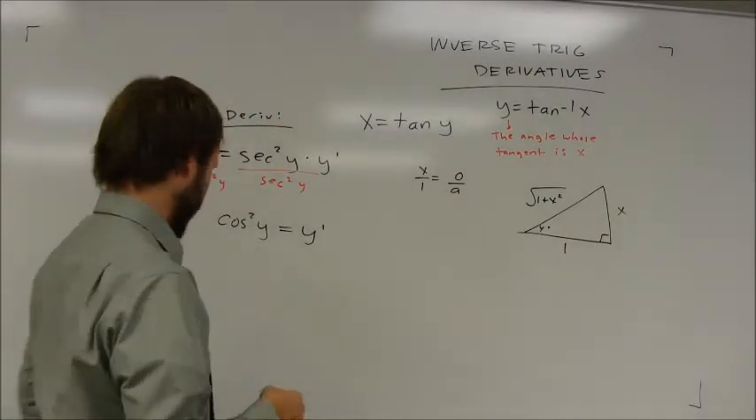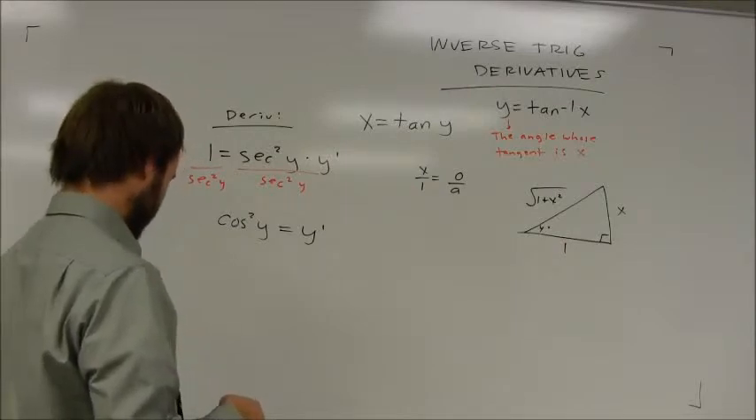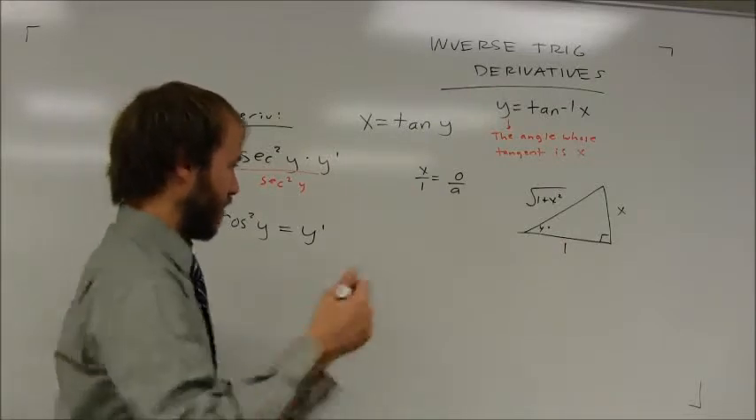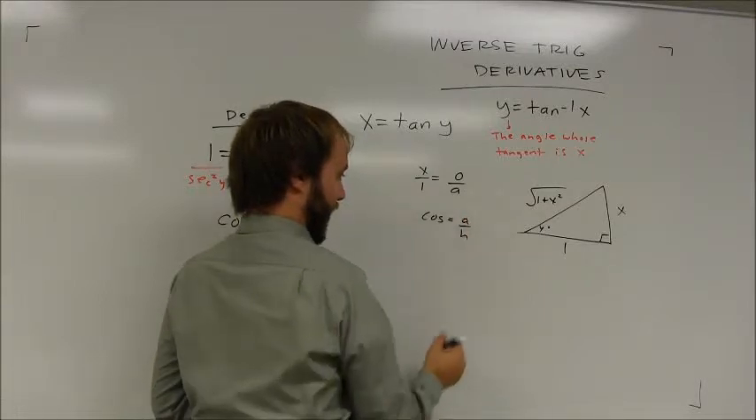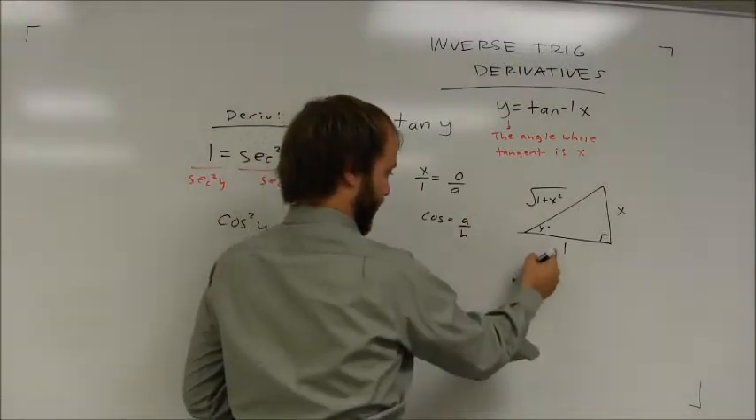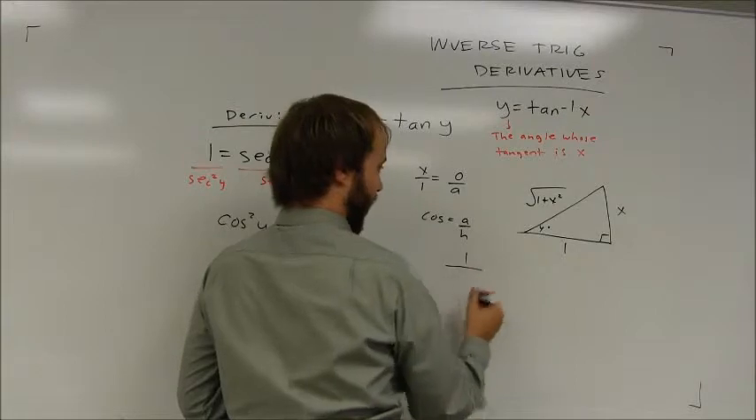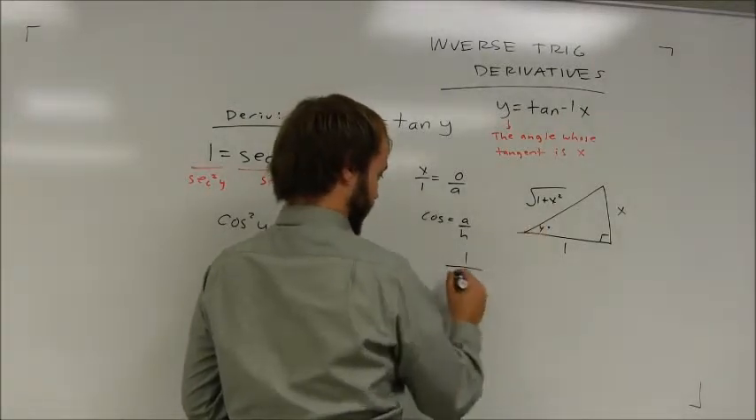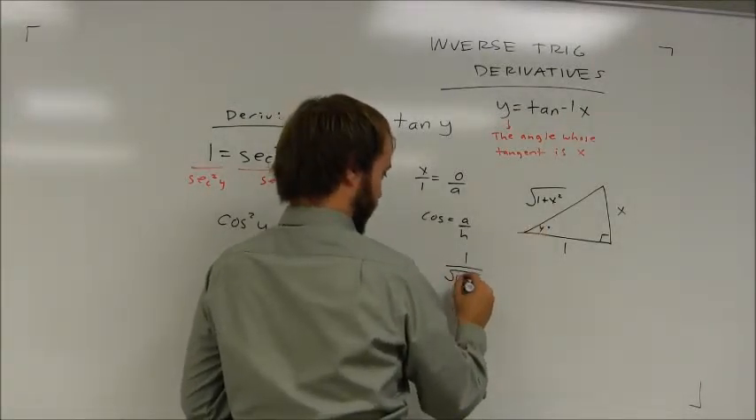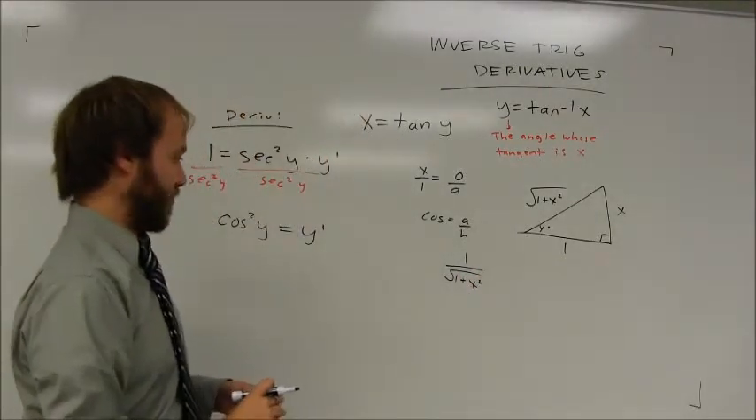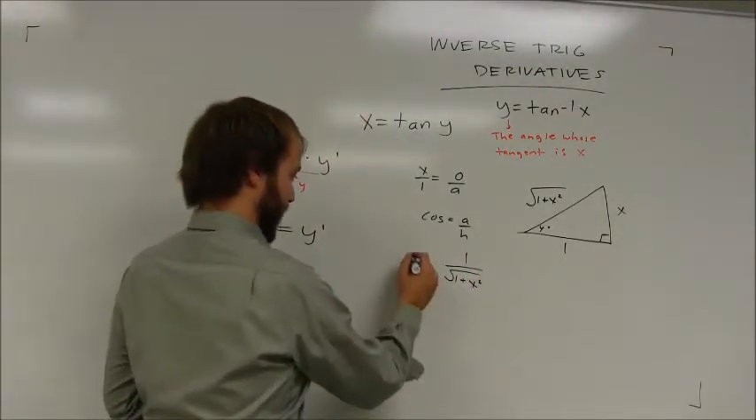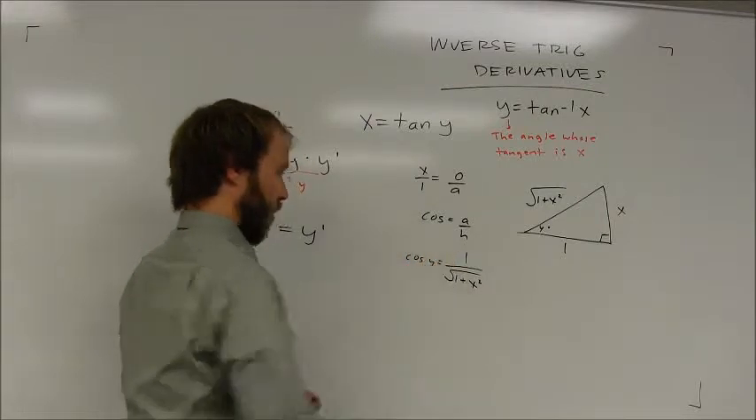So anyway, if I come over here to my triangle, again, I want to write an expression for the cosine of y. Well, cosine is equal to the adjacent side over the hypotenuse. Here, the adjacent side is 1. The hypotenuse is radical 1 plus x squared. And so that is going to be my value of cosine of y.